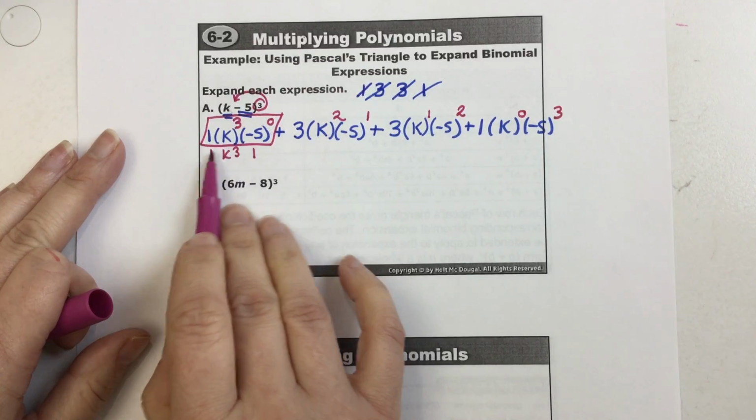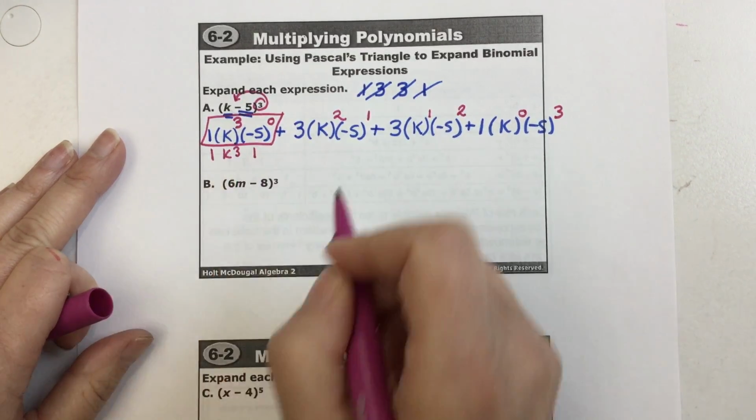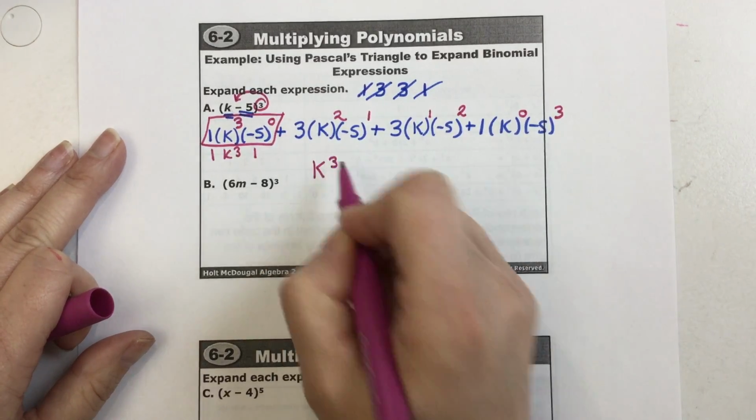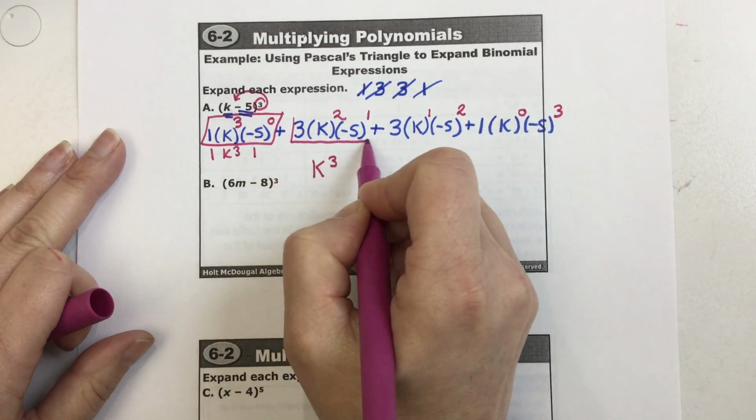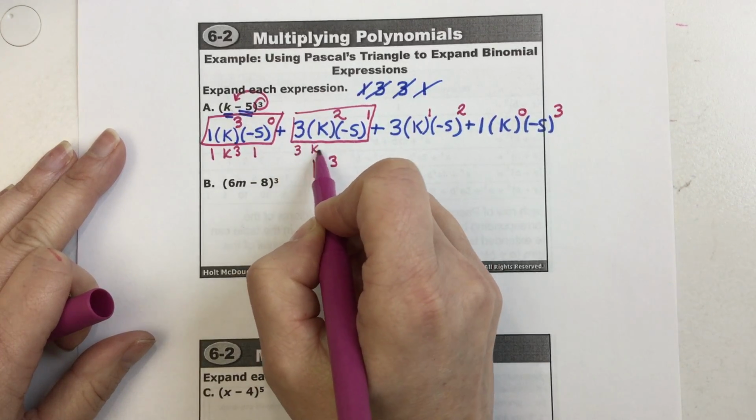I multiply these together. That's my first term. 1 times k to the power of 3 times 1 is just k to the power of 3. Now I'm done with that piece. I go to the next piece. 3k squared.